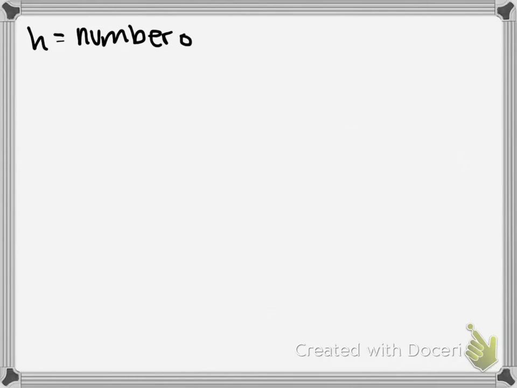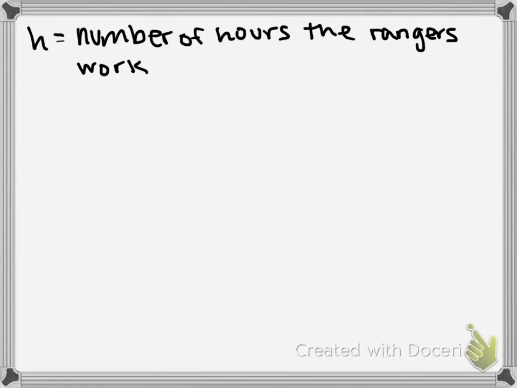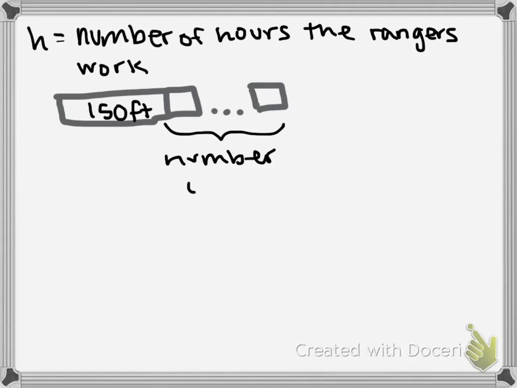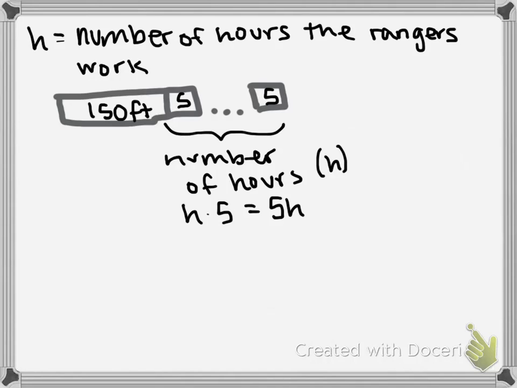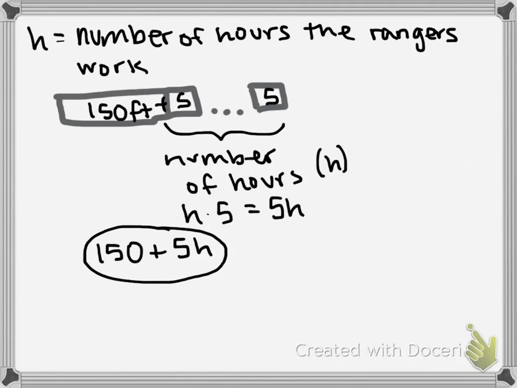So if H equals the number of hours the rangers work, then what is my expression? I have 150 feet to start off with. I work for some number of hours, 5 feet per hour. So what I do is I multiply. So H times 5 equals 5H. And then I'm adding. So this is 150 plus 5H as my expression.